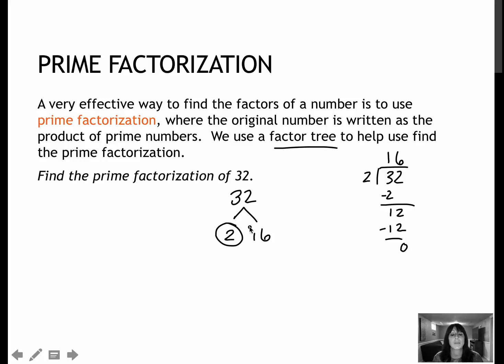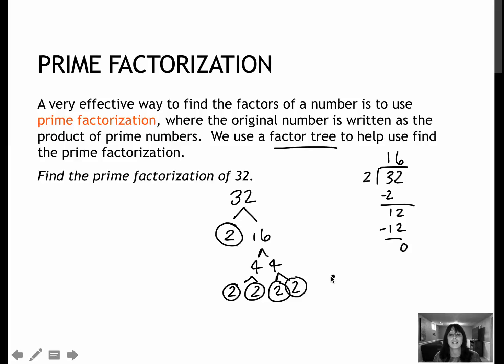Now 2 is a prime, so I'm going to circle it. 16 is clearly not prime. 16, again, if you know 2 values that multiply into it, do that. Otherwise, I can see that it's divisible by 2 because it's even. I know that it's also divisible by 4 because 16 is 4 times 4. 4s are not primes because they can continue to be broken down. So this 4 I'm going to call 2 times 2. And this 4 I'm going to call 2 times 2.